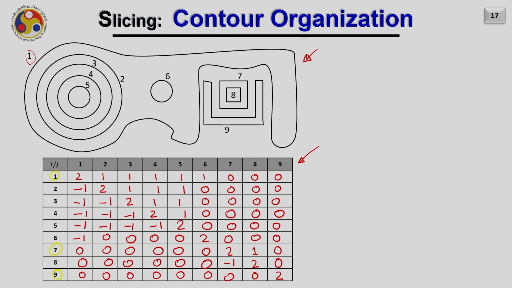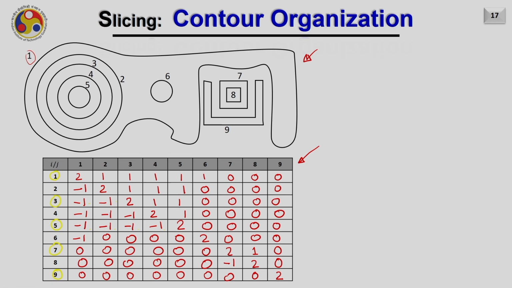That means they are going to be definitely the exterior contours. And then the contour number 3 is having minus 1 twice, that means even value, hence it is exterior contour. Contour number 5 is also having 4 times minus 1, that is also an even value, and these are the exterior contours 1, 3, 5, 7 and 9.